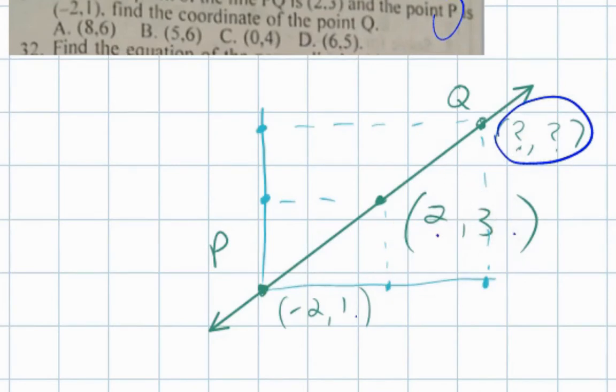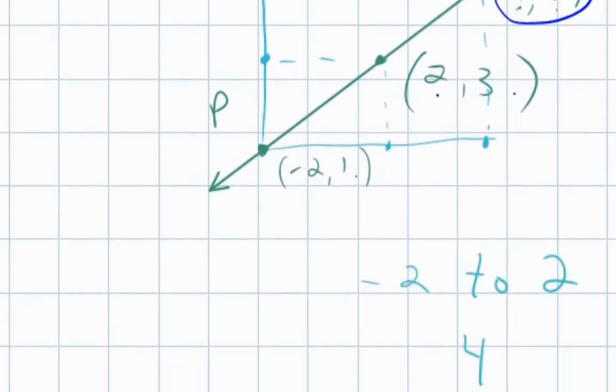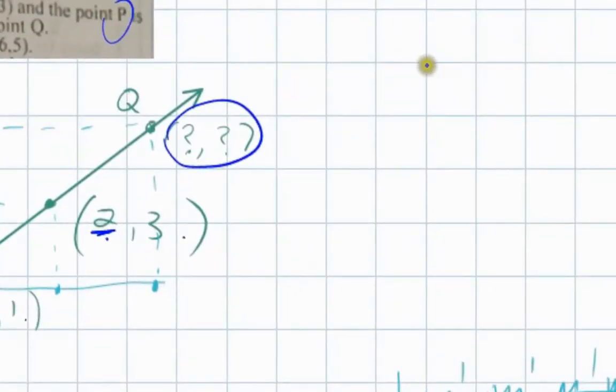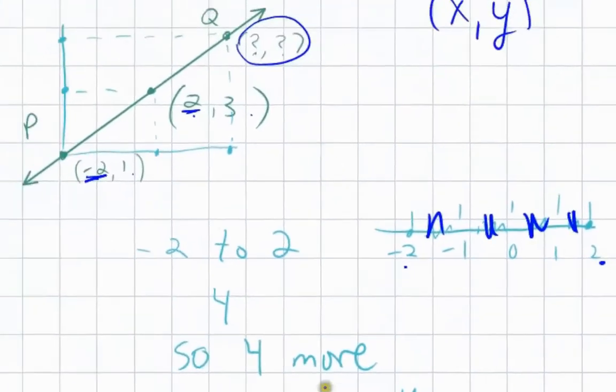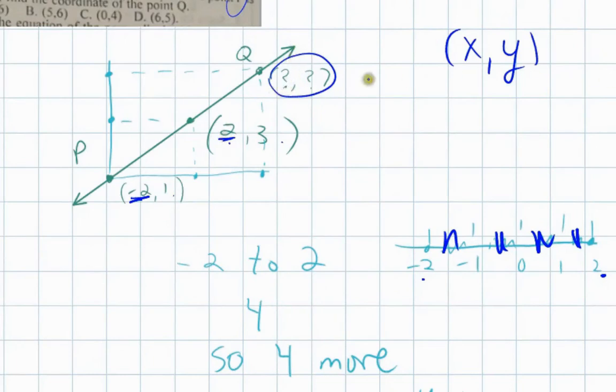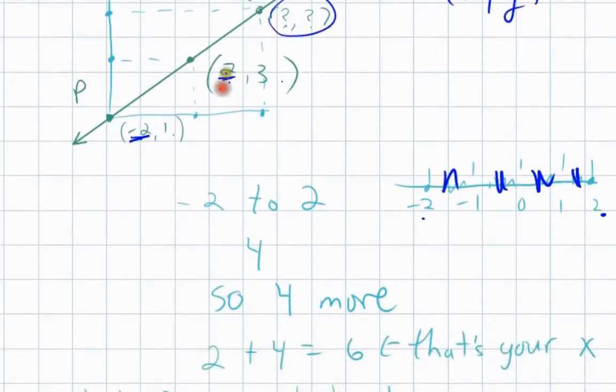So to get to the final answer of Q, I've drawn a bit of a number line here. Here we have -2 and 2. Those are values on the x-axis, because remember that a coordinate pair is given to you in the x, y form. So from -2 to 2, how many spaces did we pass? Well, 1, 2, 3, 4. So 4 more will get us to the next point, since that's the midpoint. So 4 more onto 2. 2 plus 4 is 6, so that's your x.